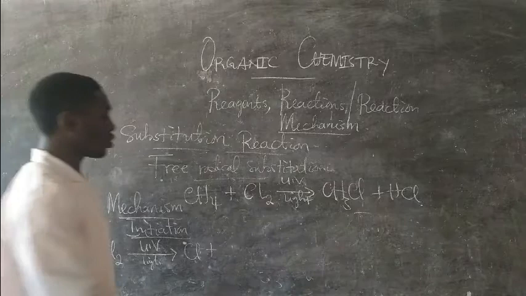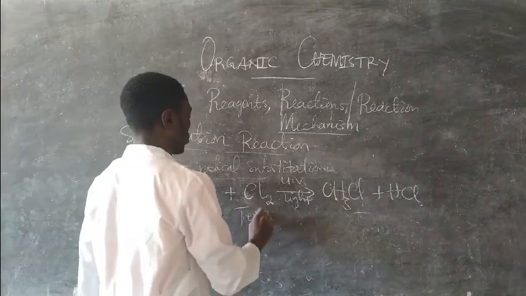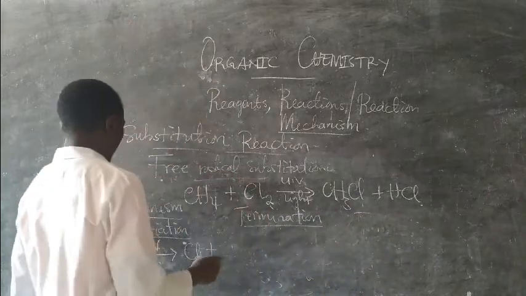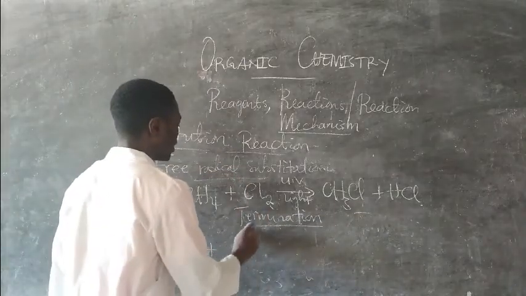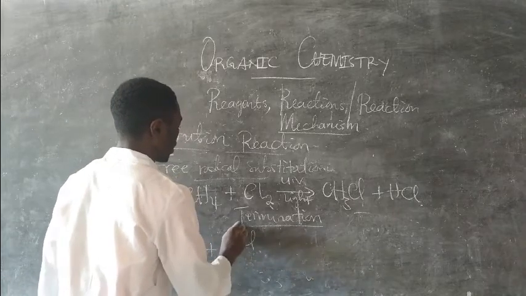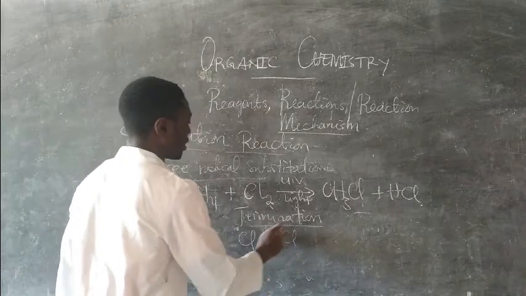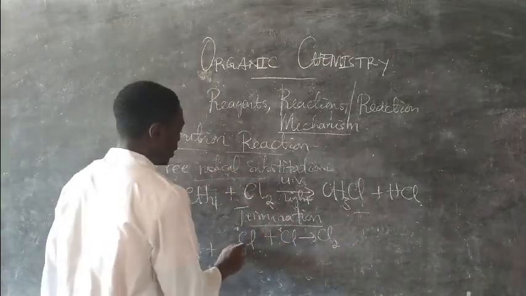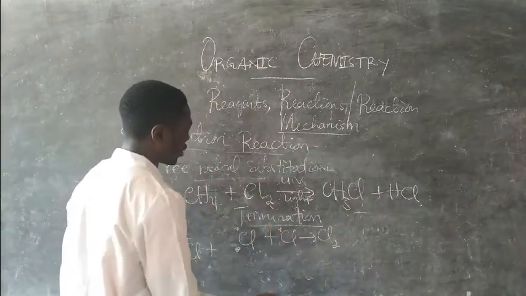So for the termination step, we are going to have CH3 radical. We can have, let's say, chlorine radical reacting with another chlorine radical to give us Cl2. Then, of course, termination, the reaction is coming to an end.